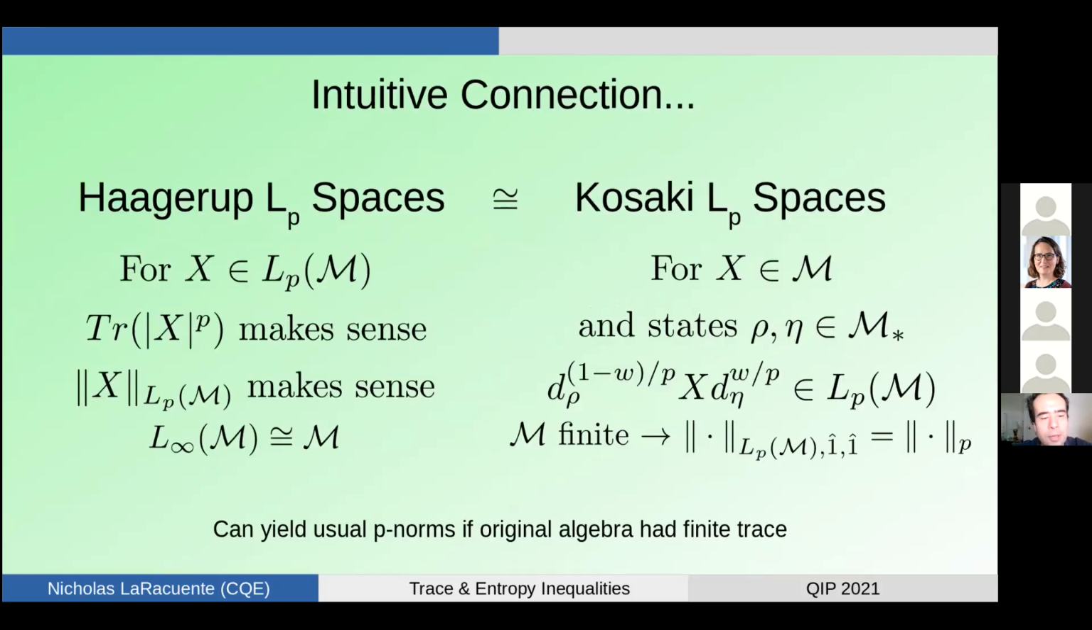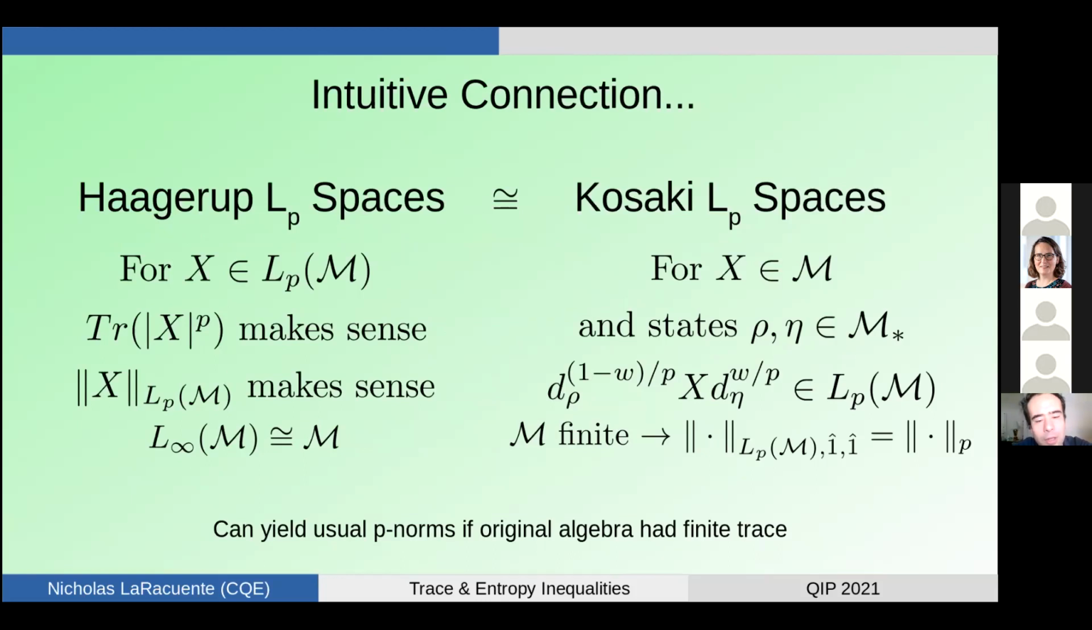Now, it will turn out that Haagerup and Kosaki spaces are isomorphic. They actually coincide with each other. The Haagerup philosophy is essentially that once one builds this L^p space over the von Neumann algebra, the trace and the norm will make sense and work in the way we expect. It turns out that the Haagerup L infinity space is the original algebra.